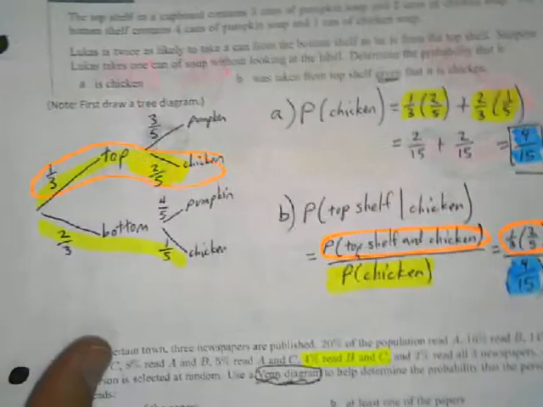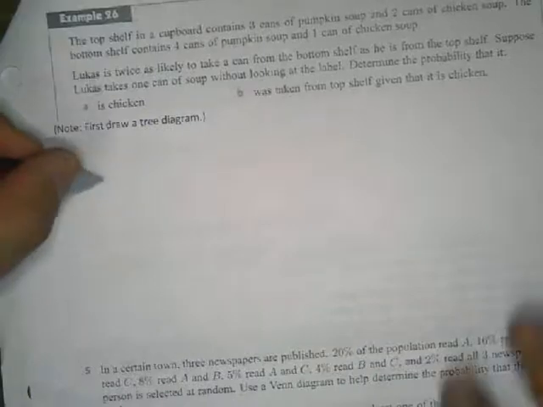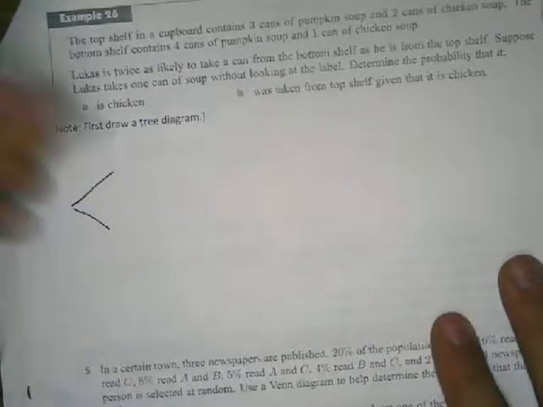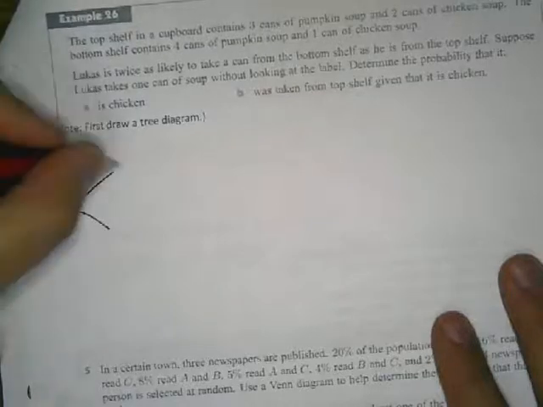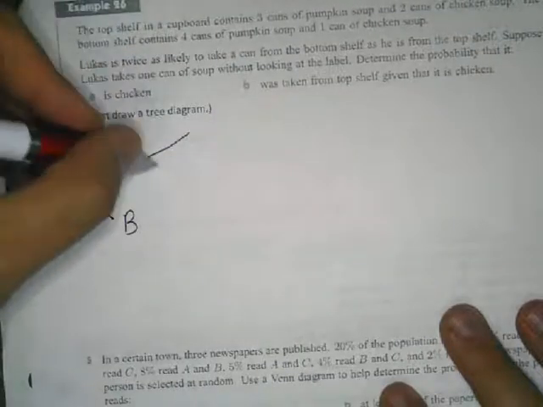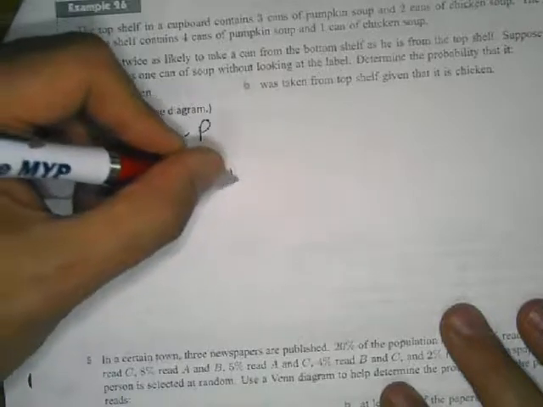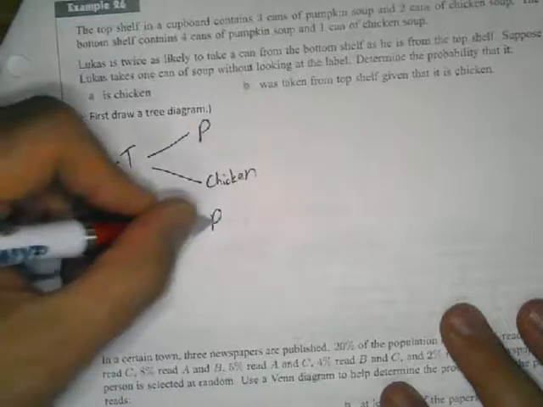Okay, next, I'm going to rewrite this one out. So you've got a top shelf of a cupboard and a bottom shelf on the cupboard. And on the cupboard we've got pumpkin and we've got chicken soup.